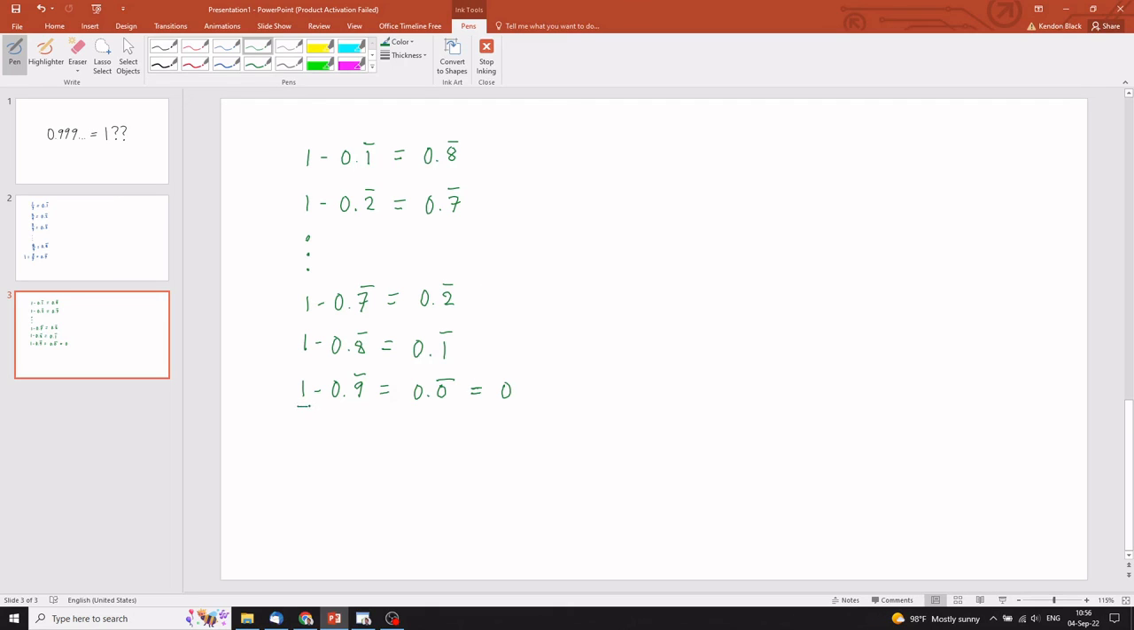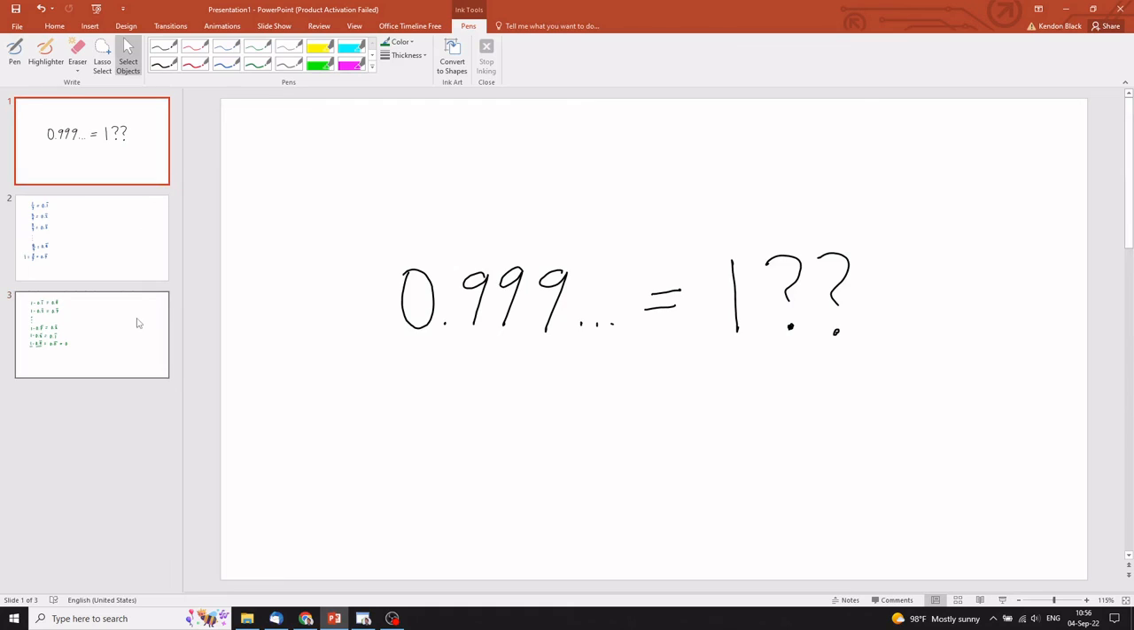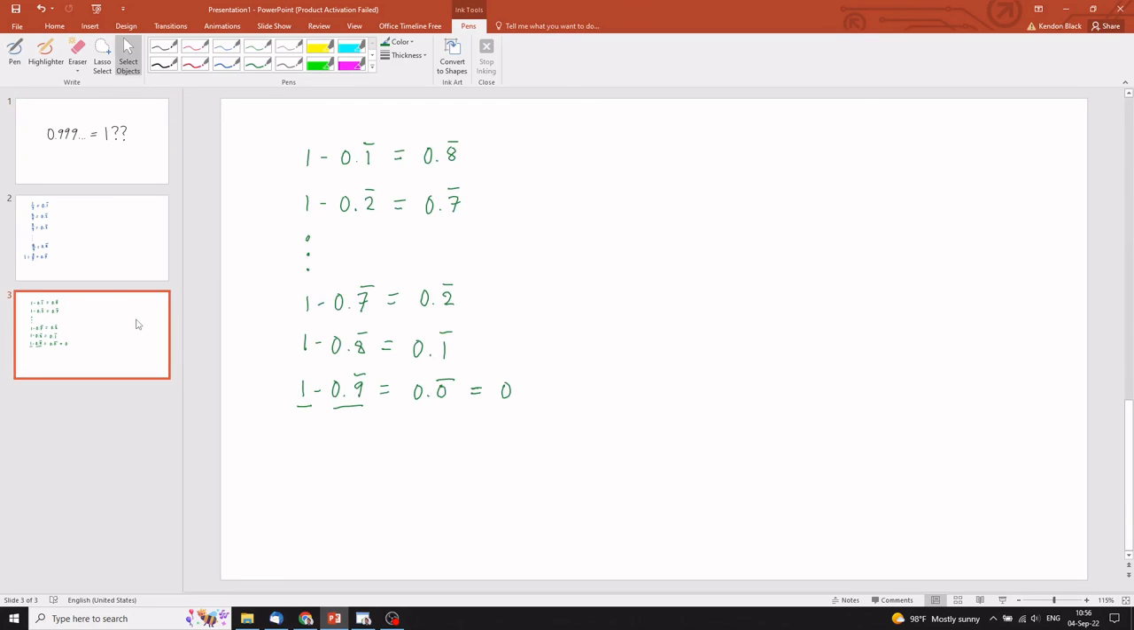Well, how did we get this? We subtracted 1 minus 0.9 repeat forever. And these are the two numbers from the original question that we're comparing. And when you have a subtraction problem and the difference is 0, that can only occur when the number you're subtracting is the same as the number you're subtracting from. So the only way the difference between 1 and 0.9999999 could be 0 is if 1 and 0.9 repeat forever are equal to each other.